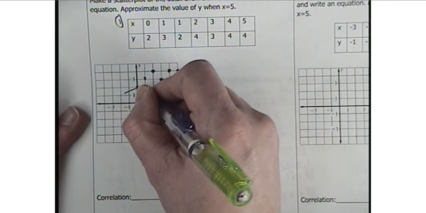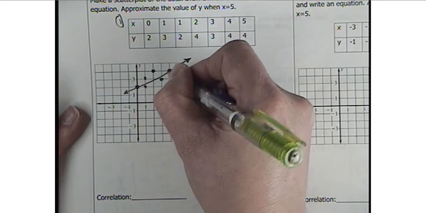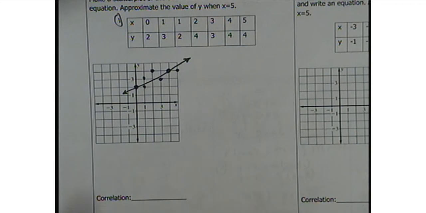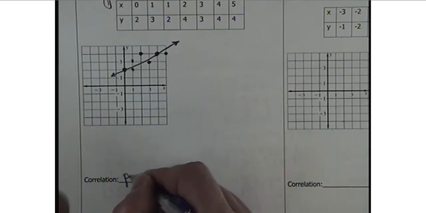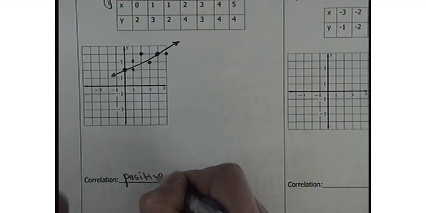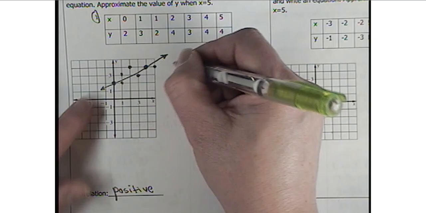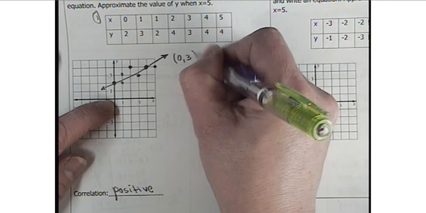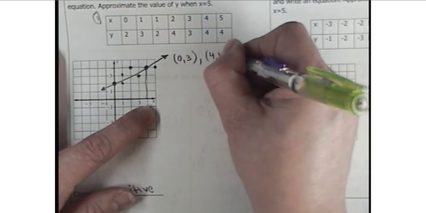And if I draw a line of best fit, which will be somewhere in the middle, I'm going to go through those 2 points, this one over here and this one. I have 2 points above, 3 points below, so this is close, and that may be the best prediction for the best fit line. The correlation is positive. So we're going to follow the same steps as the previous learning target 5.6. We're going to write down the coordinates of those 2 points. This one is 0 for x and 3 for y. And this one is 4 for x, 4 for y.